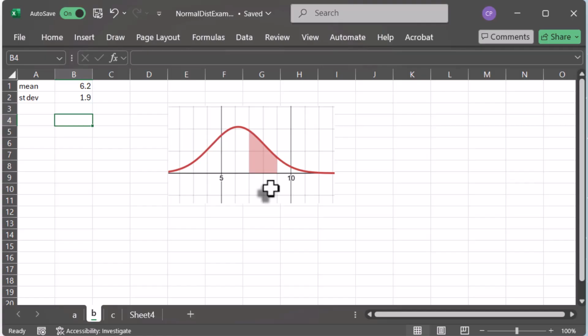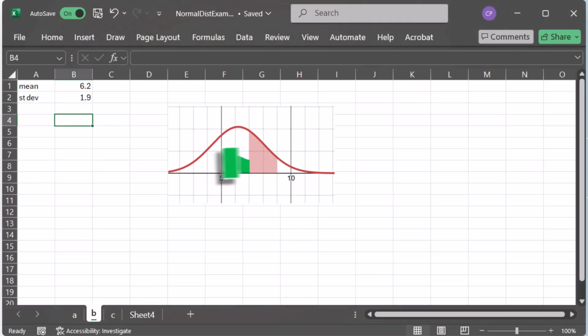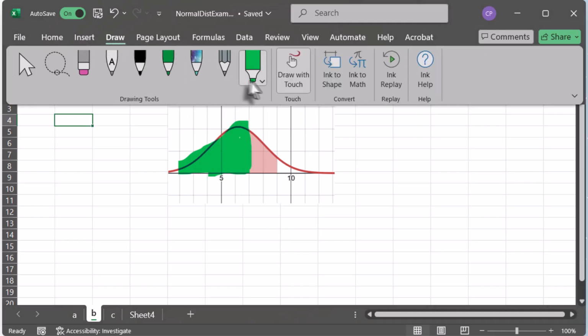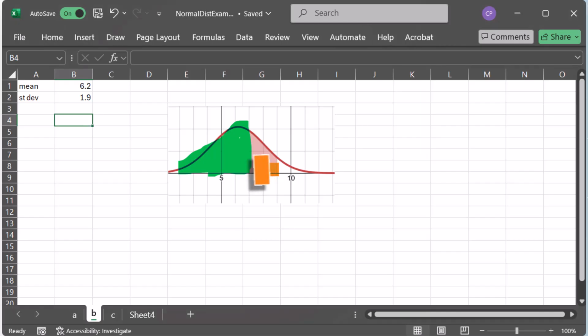Now, the trick here is that NORM.DIST function can only give us area to the left. It's not set up to do area in between two values, but we can still use that function to find the area in this picture. What we're going to do is find the area to the left of, say, the smaller of the two numbers, so area to the left of 7, and then separately we will find the area to the left of 9. We can do both of those with this function.